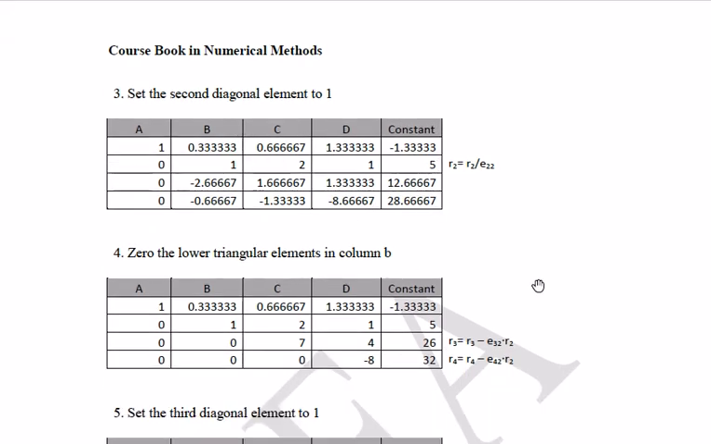Then the next step is, after making this element 1, we again need to zero in the lower triangular elements in column B. In order to make these elements into 0, we will apply the formula: row 3 is equal to the values of row 3 minus the element in the third row, second column, times the value of R2.